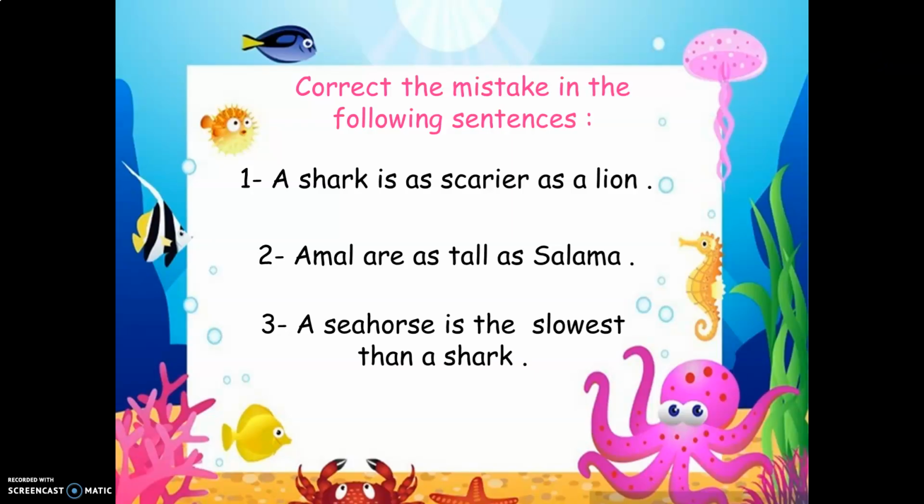Correct the mistake in the following sentences. Number 1, a shark is as scarier as a lion. Of course, this is wrong. A shark is as scary as a lion.